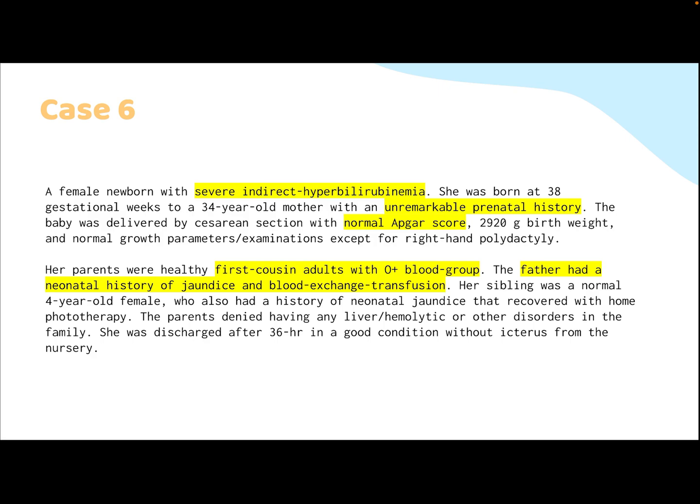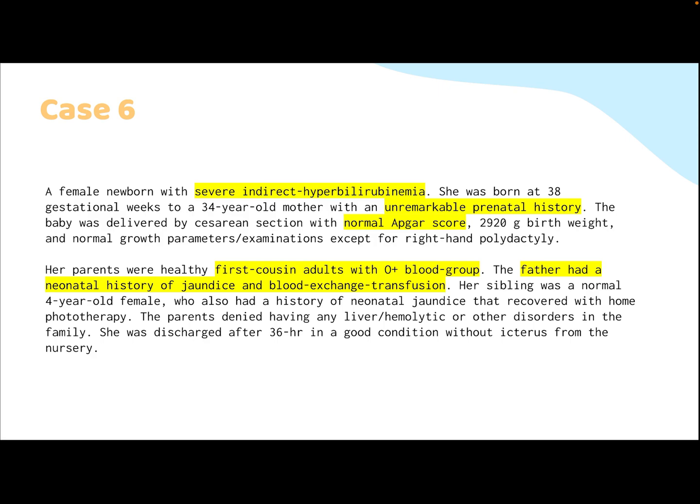Jaundice or neonatal jaundice, neonatal hyperbilirubinemia is an essential topic in pediatrics. If you don't know how to approach hyperbilirubinemia, you don't know how to identify the cause or identify a pathological red flag, very dangerous causes of jaundice in a neonate, you will fail pediatrics. It's a very essential topic. You should look it up, you should know it.